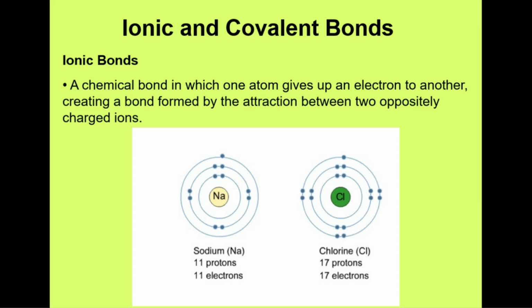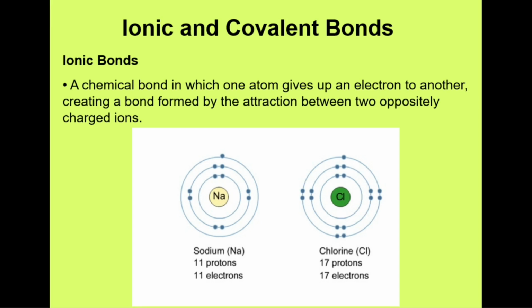An ionic bond is a chemical bond in which one atom gives up an electron to another. And this creates a bond formed by the attraction between two oppositely charged ions. So to understand what this means, we first need to understand what ions are.